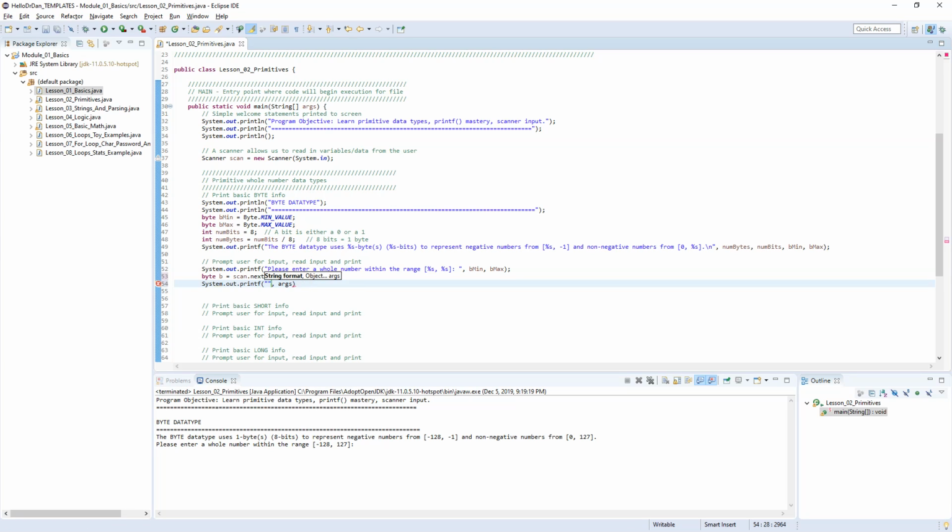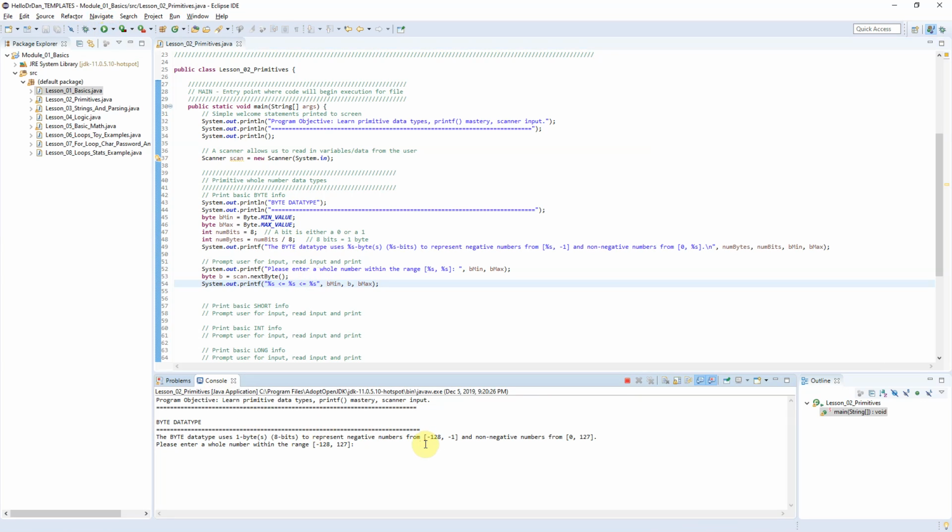We'll do a quote, %s is less than or equal to %s is less than or equal to %s. Then I'll come over here and put in b min, b, and b max. Let's go ahead and play that. Now if I type in the number 45, you'll see that negative 128 is less than or equal to 45 is less than or equal to 127.